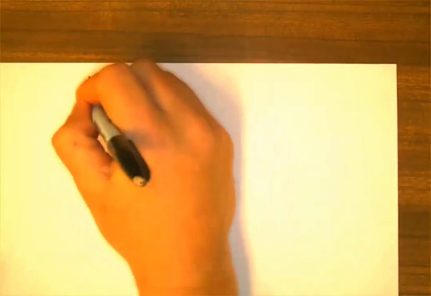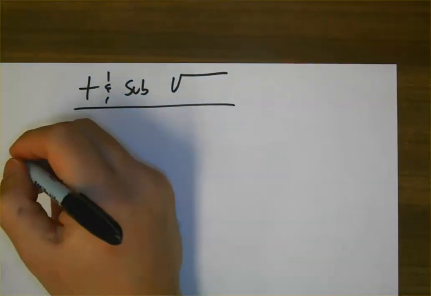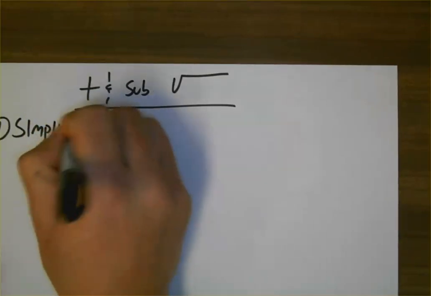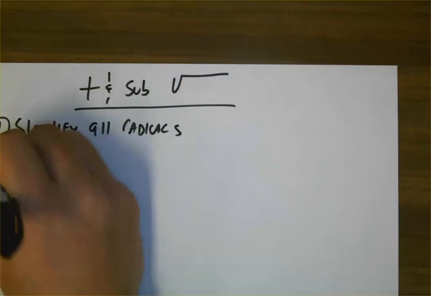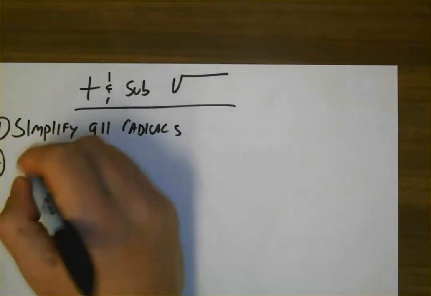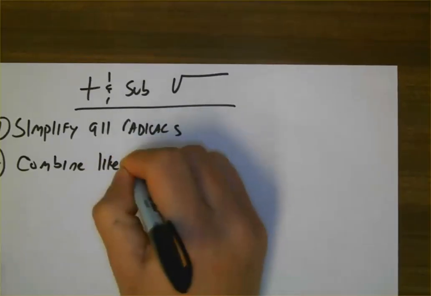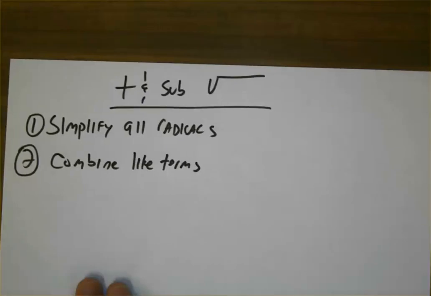The next part is adding and subtracting radicals. How do you add or subtract? Well, it's real simple. First step, simplify all radicals. Second, combine like terms. That's pretty much it. What do we mean by like terms? Like terms are the same type of radical.